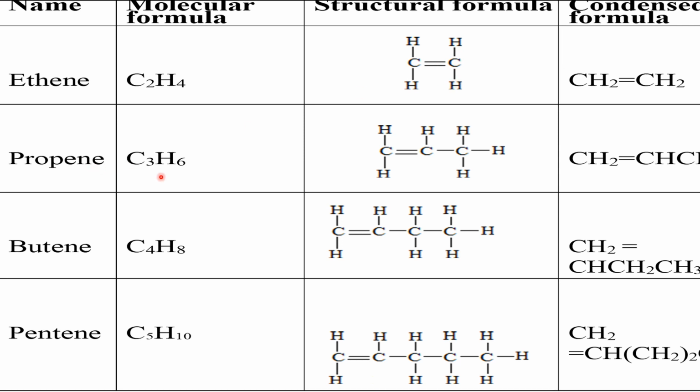Then propene, C3H6, it is this one with a single double bond here, and the condensed formula of course is CH2 bonded to CH bonded to CH3. Again, due to space, I can't show everything here. Then we have butene, which is C4H8 with a single carbon-to-carbon double bond. We also have pentene, C5H10, again with a single carbon-to-carbon double bond.